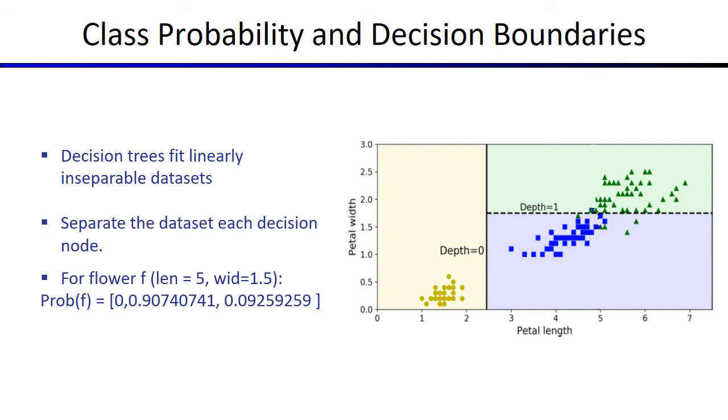Estimating the probability for a flower whose petals are 5 cm long and 1.5 cm wide would output the following probabilities: 0% for Iris setosa, 90.7% for Iris versicolor, and 9.3% for Iris virginica. A class prediction would output the Iris versicolor class, as it is the one with the highest probability.